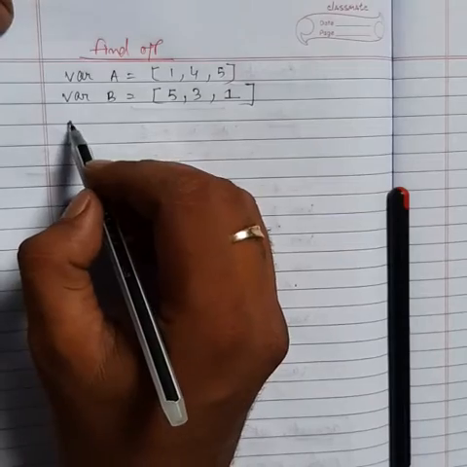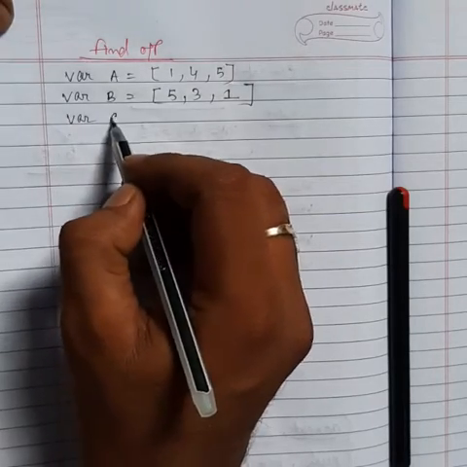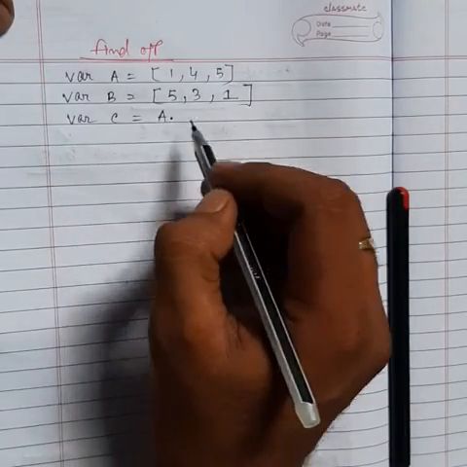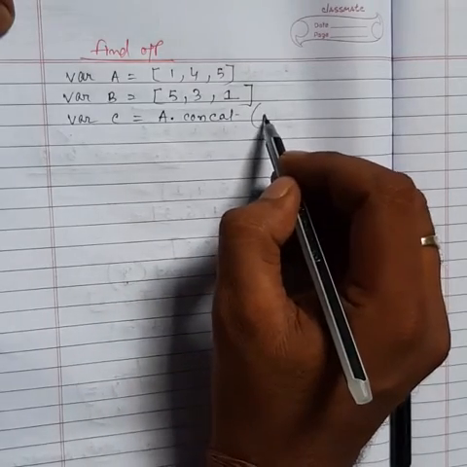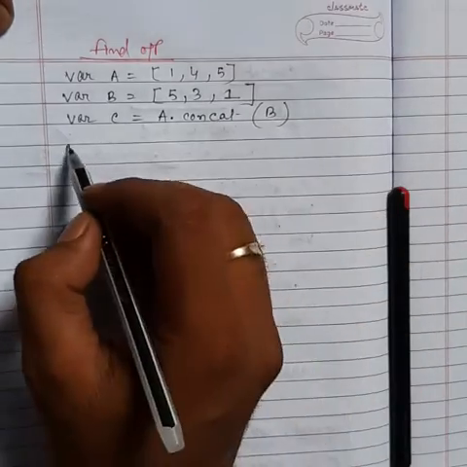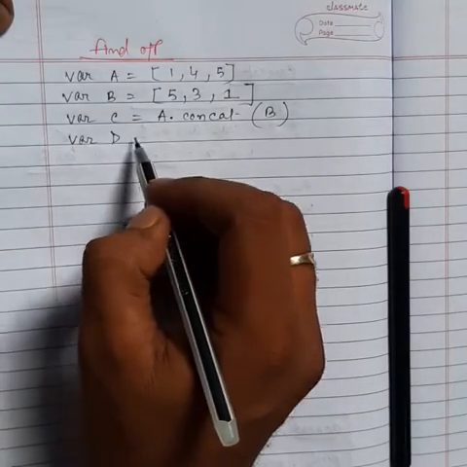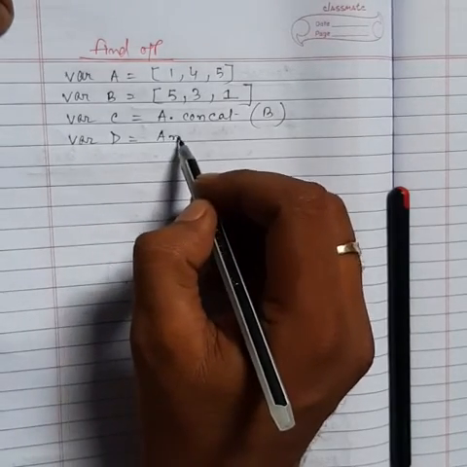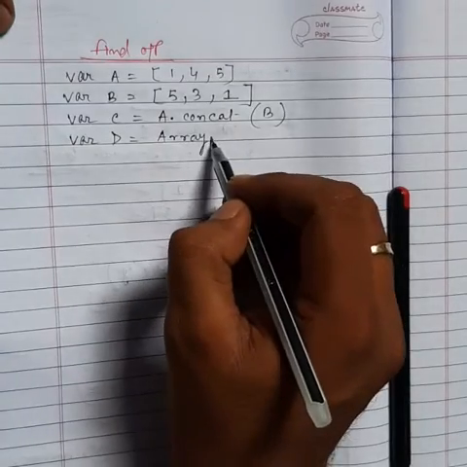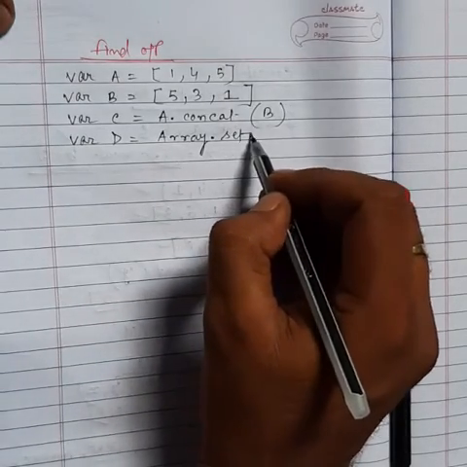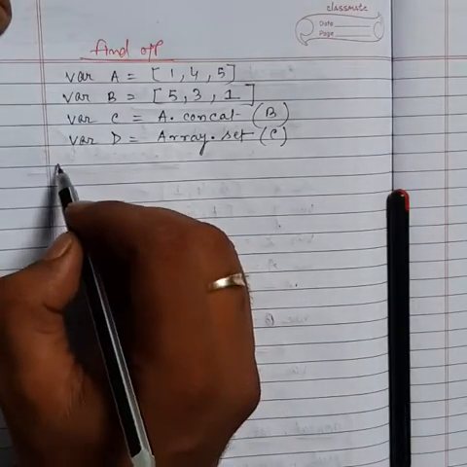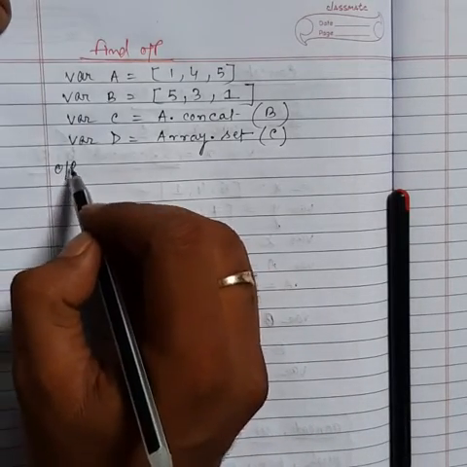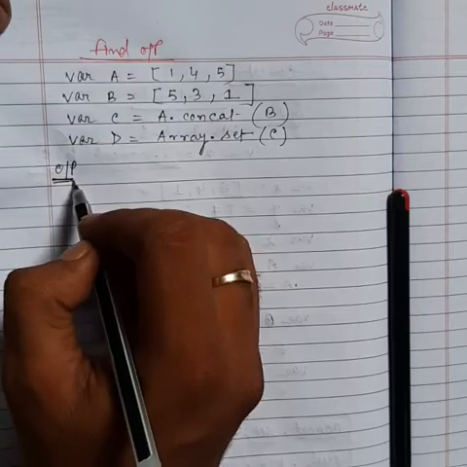Now, where c equals a dot concat b, then where d equals Array dot set c. So now we'll see the output, how line by line output will come.